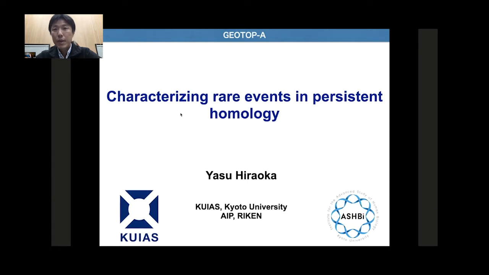Let me first explain the motivation why I am interested in rare events in persistent homology. At this moment, you may think that rare events are not interesting objects to study, but as I will explain soon, characterizing rare events will be very important to make multi-parameter persistent homology easier to handle.